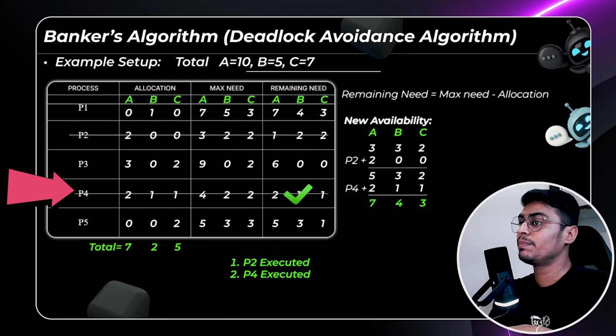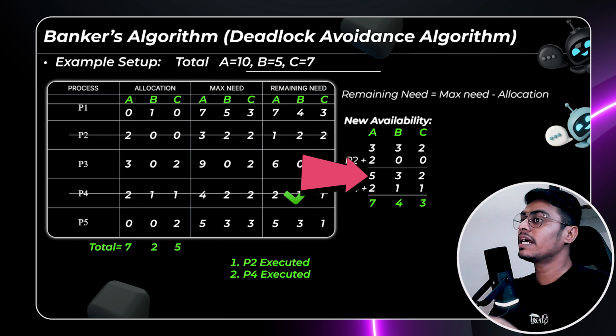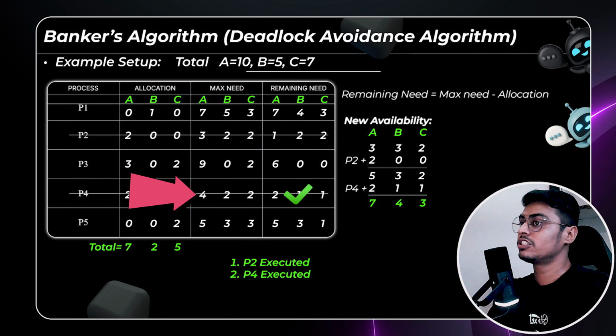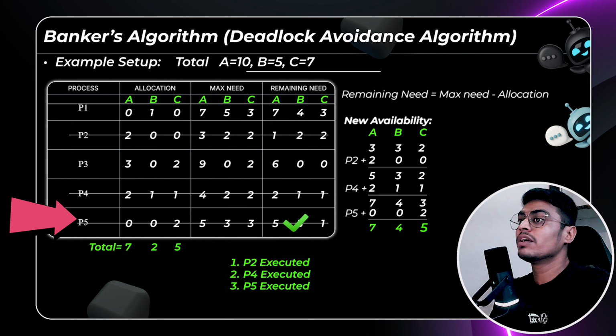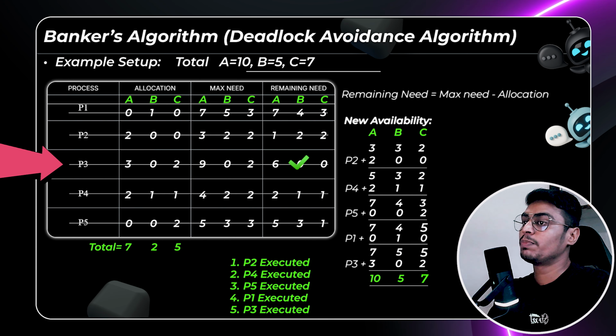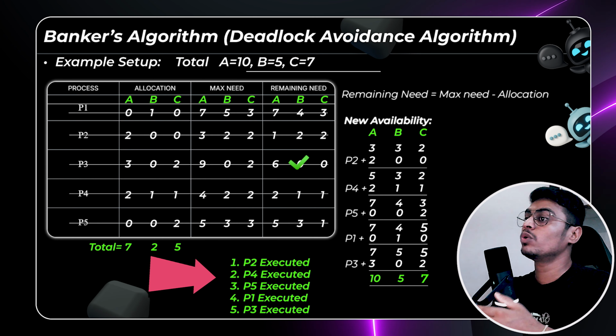we first satisfy P2, then we check P4's demand. P4 is demanding that many resources and we have that many resources. Then P4 will execute and release all its resources. The resources allocated to P4, we will make available. Then P5, then we will execute P1, then we will execute P3. So this is a sequential manner. This is called a safe sequence, indicating no deadlock will occur.